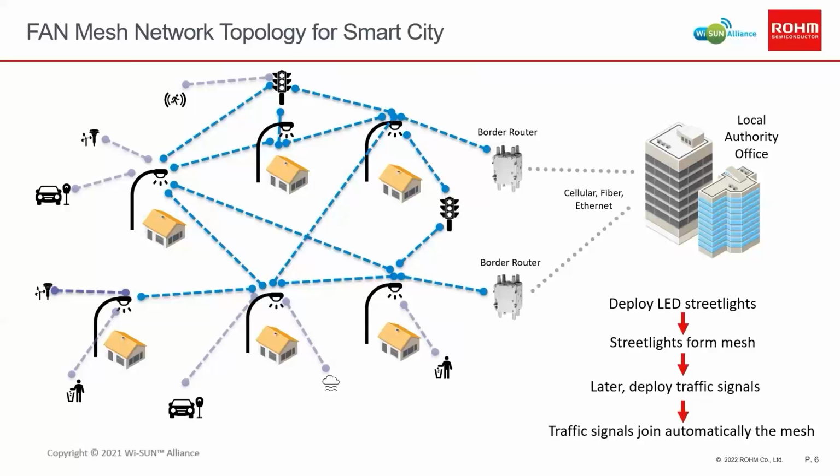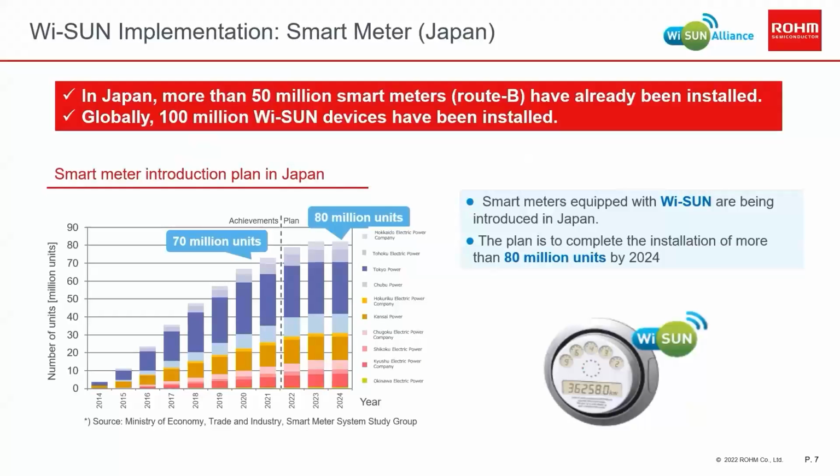WISON mesh networks are self-forming, it automatically finds peers to communicate with, and it is self-healing. If obstacles emerge, devices will automatically reroute to the nearest available peer, reconnecting to the mesh. Now we will move into WISON applications.